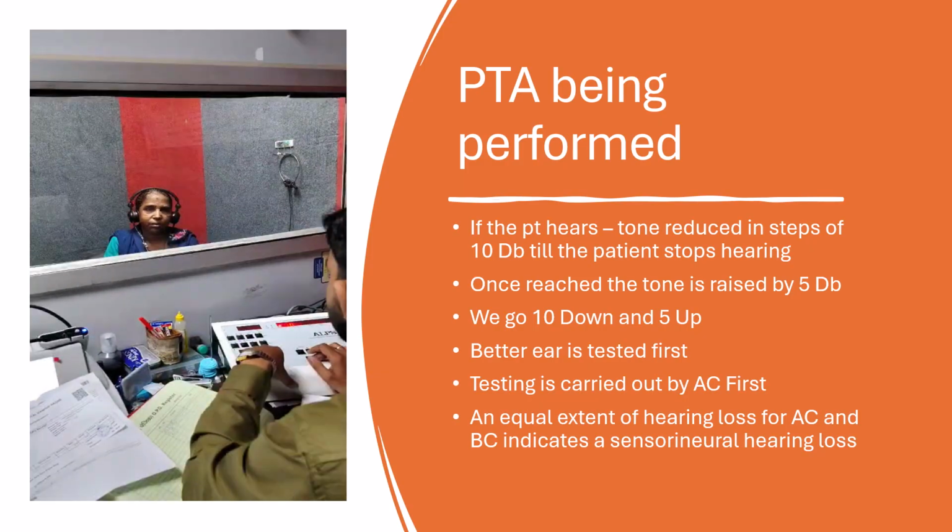Always test the better ear first. Start with air conduction followed by bone conduction. If the air conduction and bone conduction thresholds are the same and there is hearing loss, it's likely sensory neural. So in sensory neural hearing loss, both the air conduction as well as the bone conduction are affected.